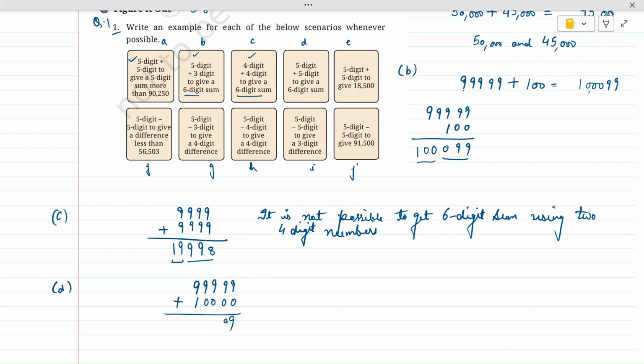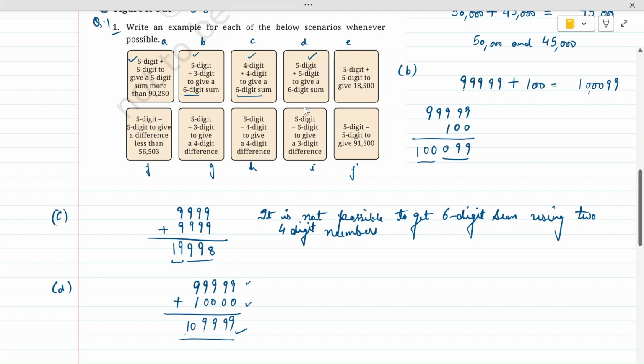This is 9999, and 9 plus 1 is 10. So we have 1 2 3 4 5 6. We got the 6-digit number when we added two 5-digit numbers. So what we have done, we have taken one smallest 5-digit number and one largest. When we added, we got a 6-digit sum. This is also possible.